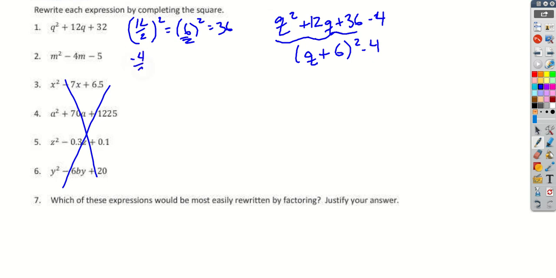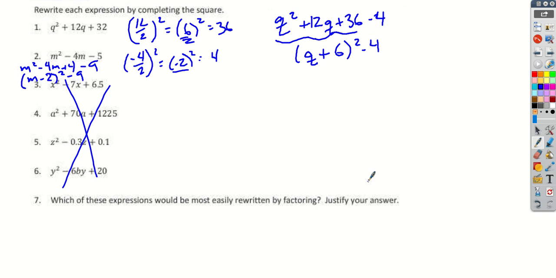And the same thing's going to happen with number 2. So -4 over 2 squared is -2 squared, which is 4. Okay, so we're going to rewrite this as m squared minus 4m, and then plus 4. We want it to equal -5, so let's put a -9 on it. So now that equals -5. And then our factored form is going to be m, right there, minus 2 squared minus 9. Okay, that's it.